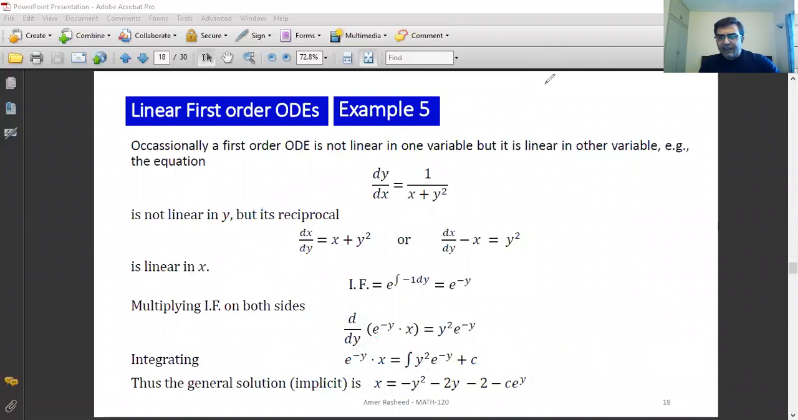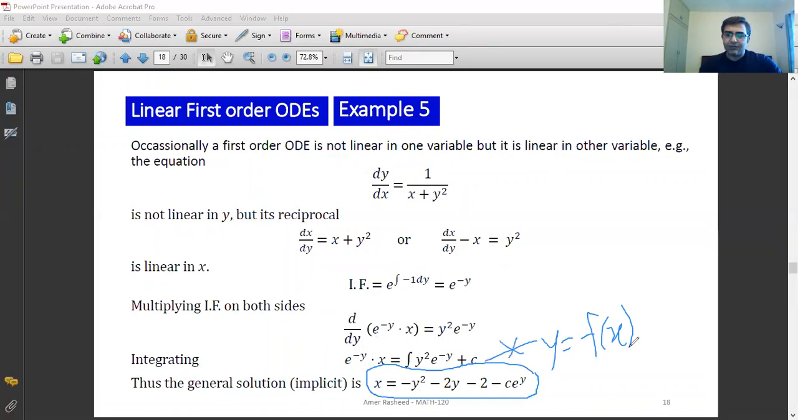There's a question in the chat. Why is the solution implicit? An implicit solution is one in which we cannot separate y and x, whereas an explicit solution is one in the form of y is equal to f of x. So this solution is not like that, so it is not explicit. It is called an implicit solution. I hope that answered the question.